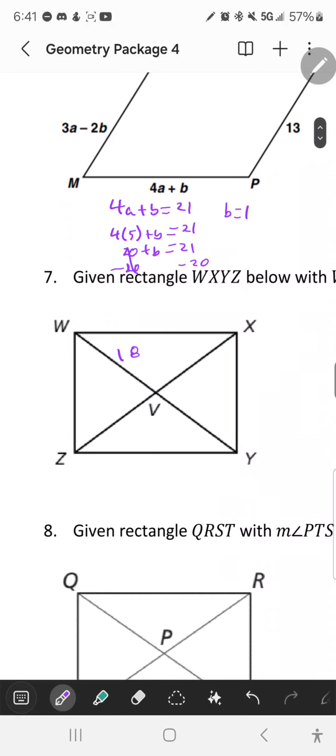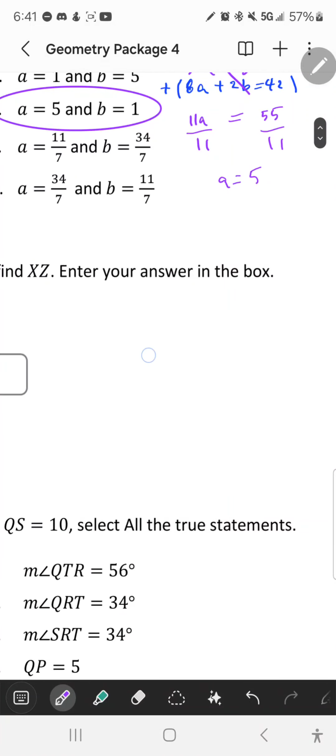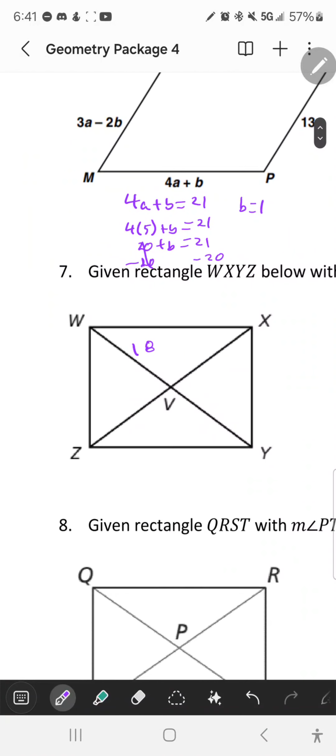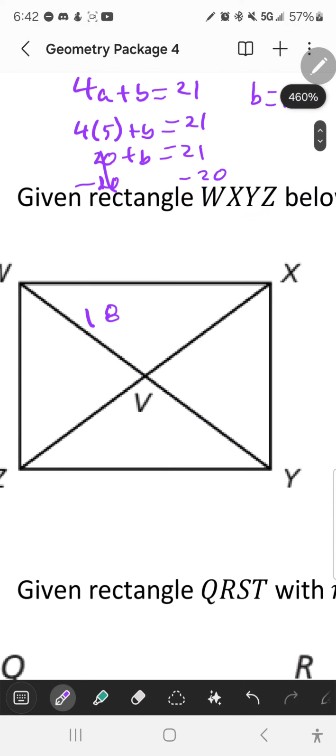Find XC. Enter your answer in the box. This is just knowing the properties. As I said before, the diagonals of a rectangle are equal. And if the diagonals are equal and beside each other, so this one is equal to this one, and this one is equal to this one, vice versa, they are all equal to each other. We're looking for XZ. We know that this side is going to be 18 because this one is 18. That's the property. Also, this side is equal to 18 because they must be equal to each other.